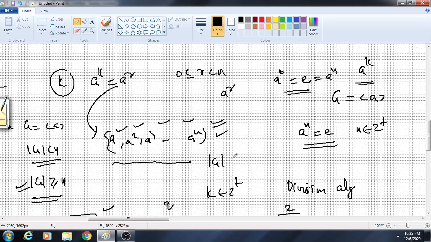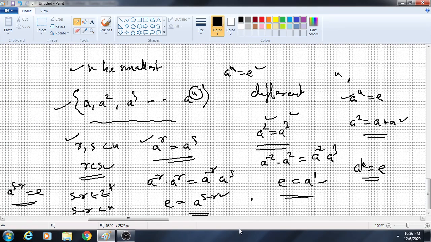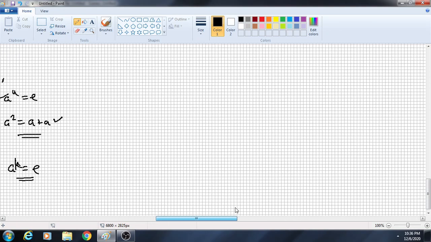That means order of G is actually equal to n. Okay, so I hope it is clear. So once more we'll run through it. First of all, what were the steps we have done in this case?